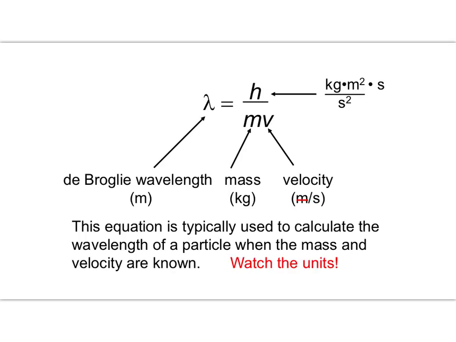Next equation in Chapter 6 you've got to be familiar with is the de Broglie wavelength. So de Broglie showed that matter, that particles have a wave nature to them. That's why this is important, and how you tell that you're calculating a de Broglie wavelength and not a wavelength for light is there's a mass term.